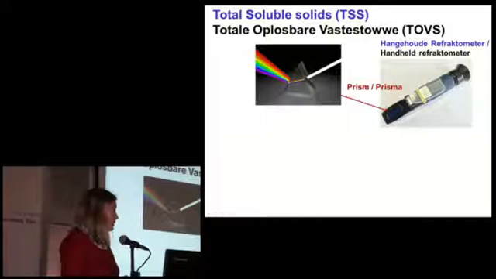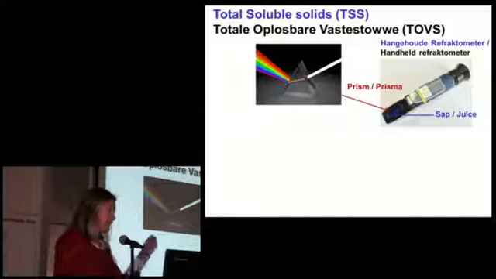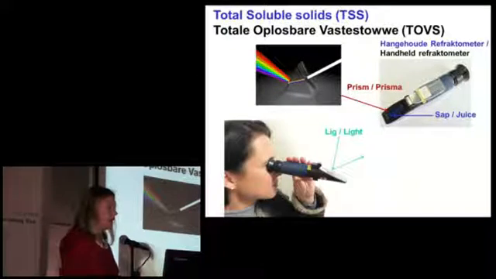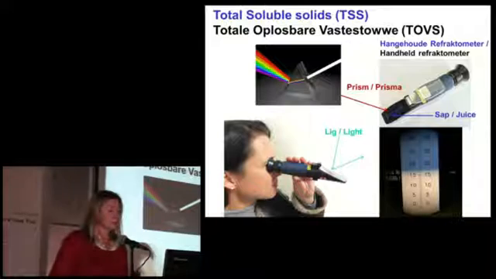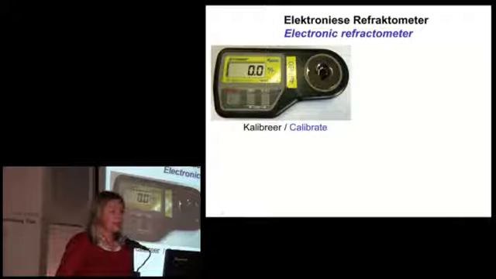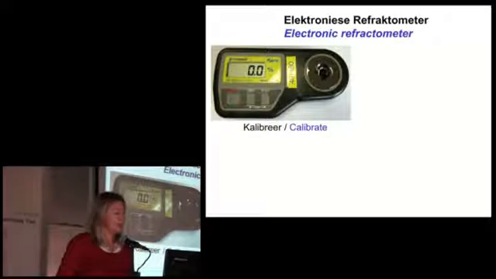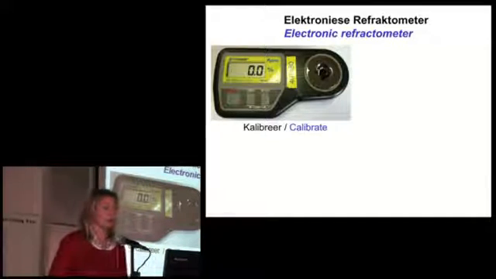Now, basically what we do is we put a little bit of fruit juice on that prism, and it refracts the light differently if you put, for instance, a little bit of juice on there, and it gives you a different reading. So you close the hatch, the light goes through, and you get a reading. So in that case, it would be 16.8% Brix. There's also an electronic refractometer, because you can see there's a little bit of judgment needed in between those small figures. So a lot of people like to use the electronic refractometer. It's slightly more expensive and it's not as robust, although they are pretty robust nowadays.